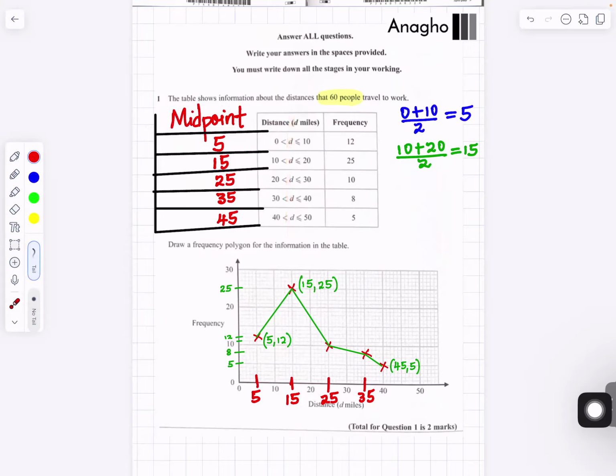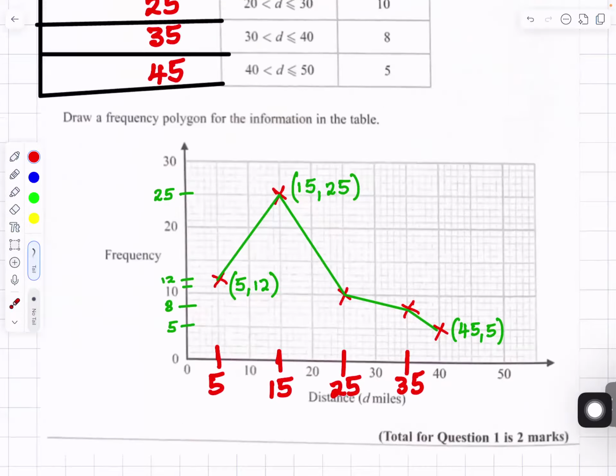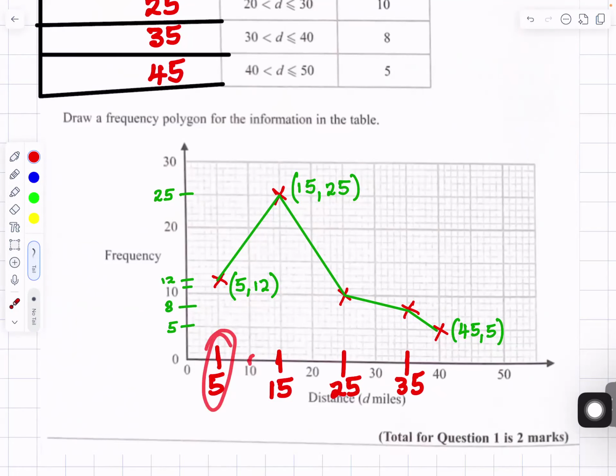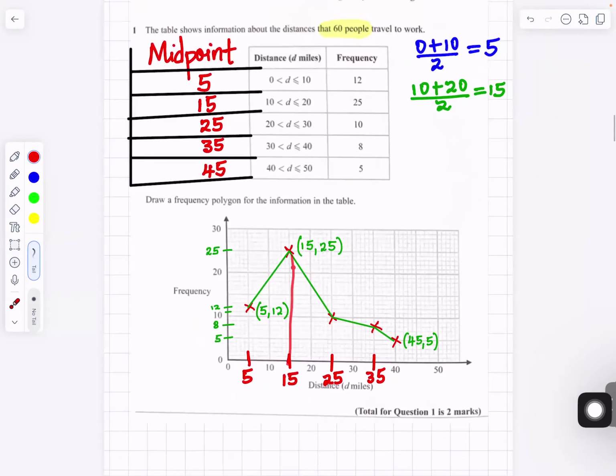And then to plot the frequency polygon, on the x-axis we need to label the 5, 10, 15, 20, 25. So the first point is 5, 12. You go 5 to the right and 12 up. Make sure you mark it clearly. That's 12 on the y-axis there. You mark it there. The next one is 15 and 25. You go 15 to the right and 25 up, and mark it there.